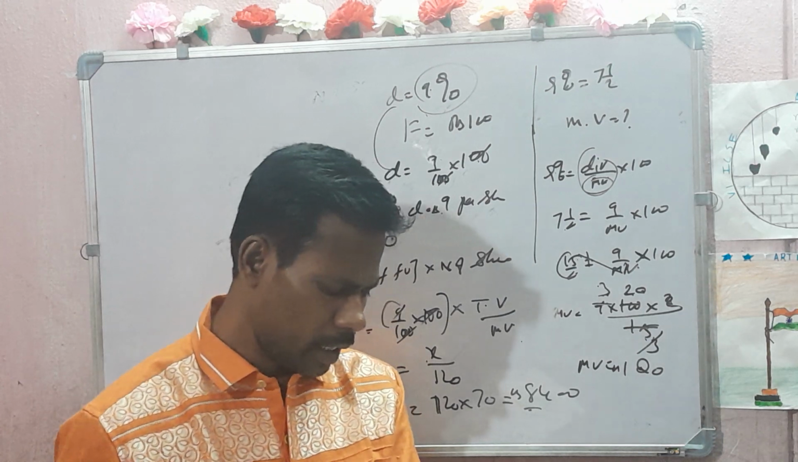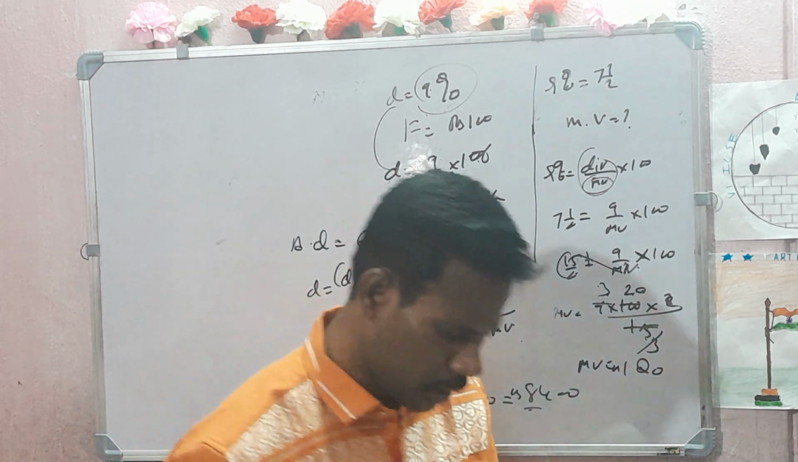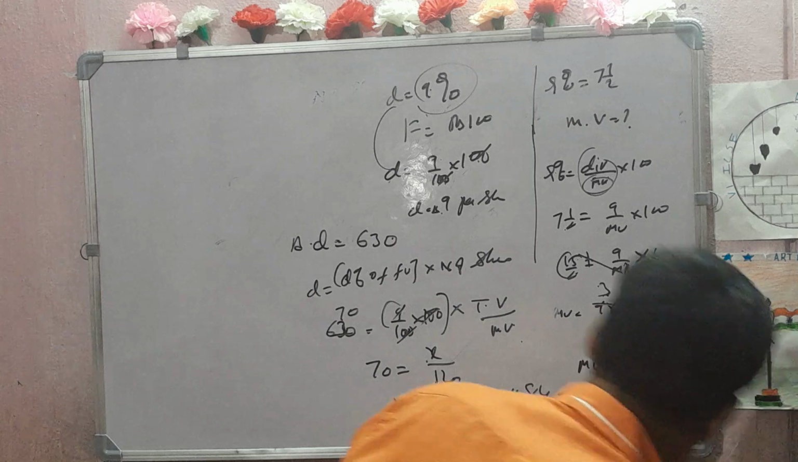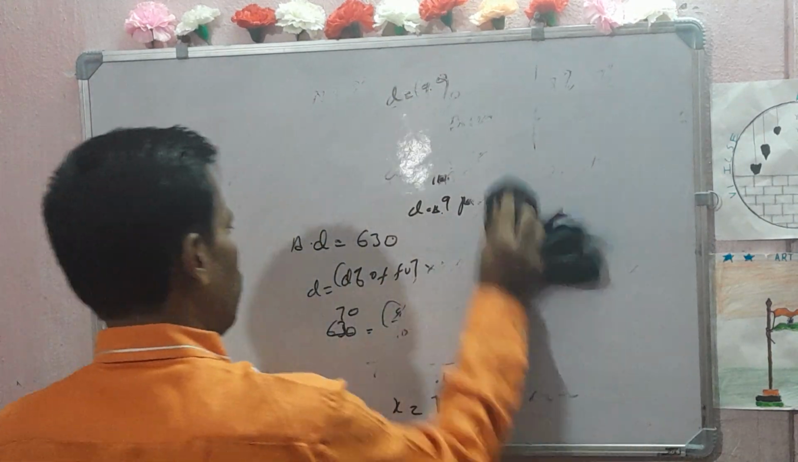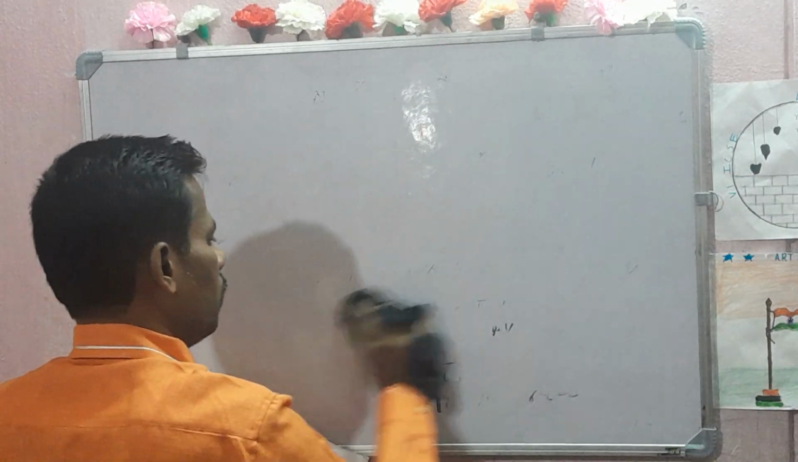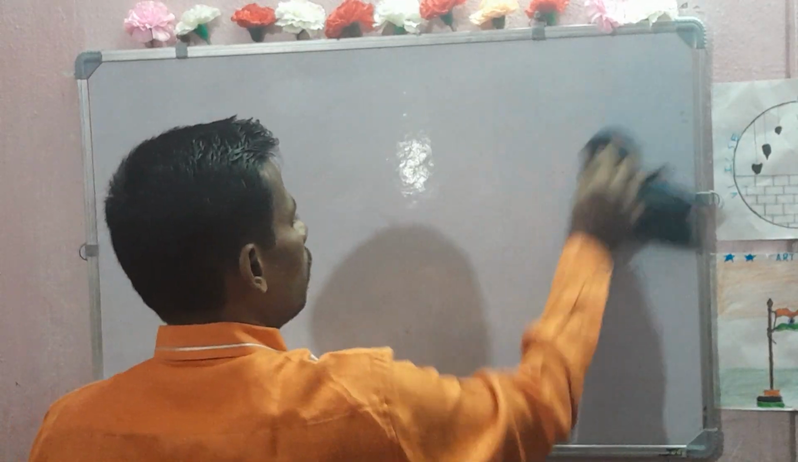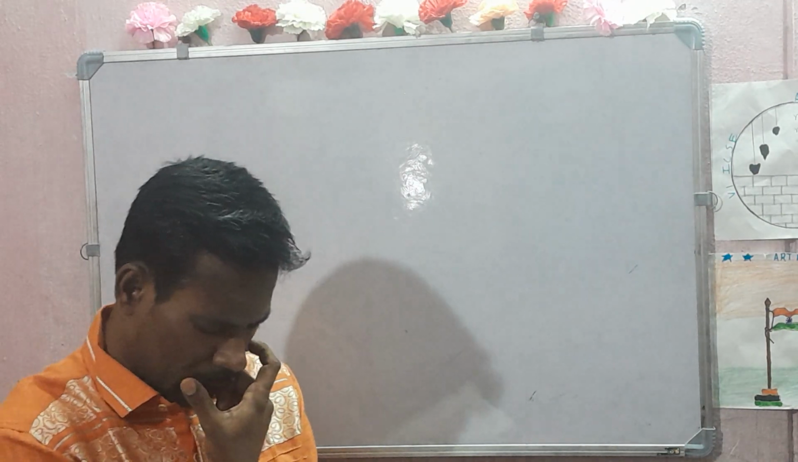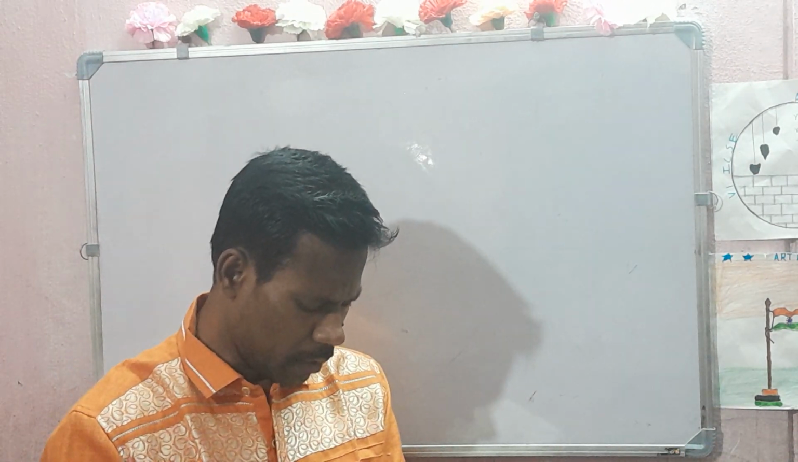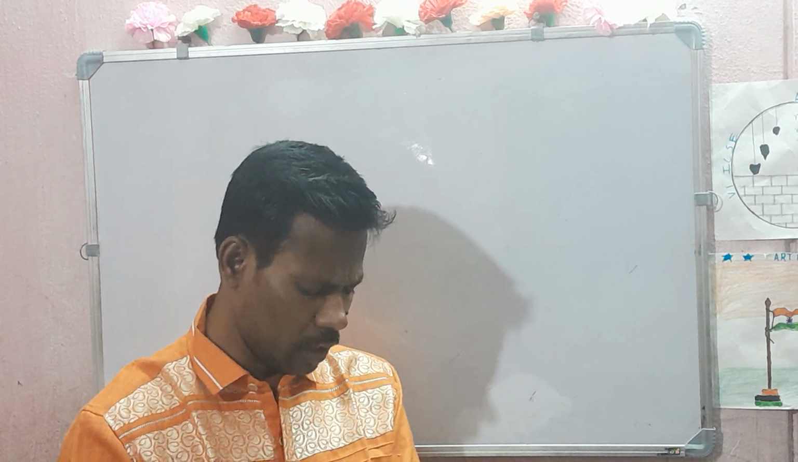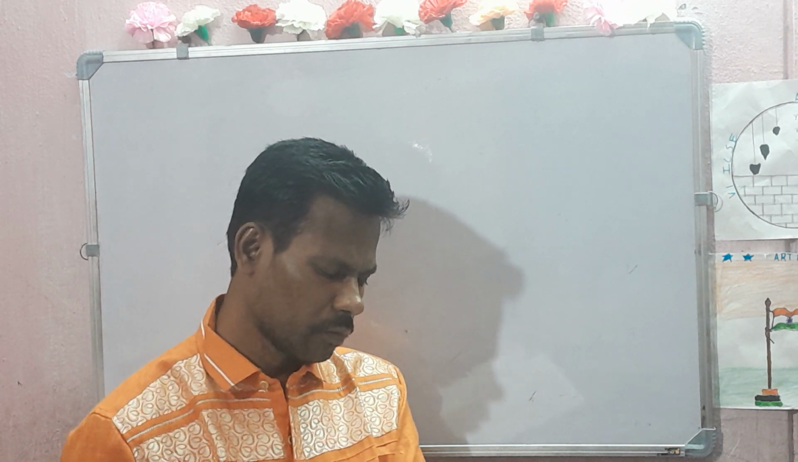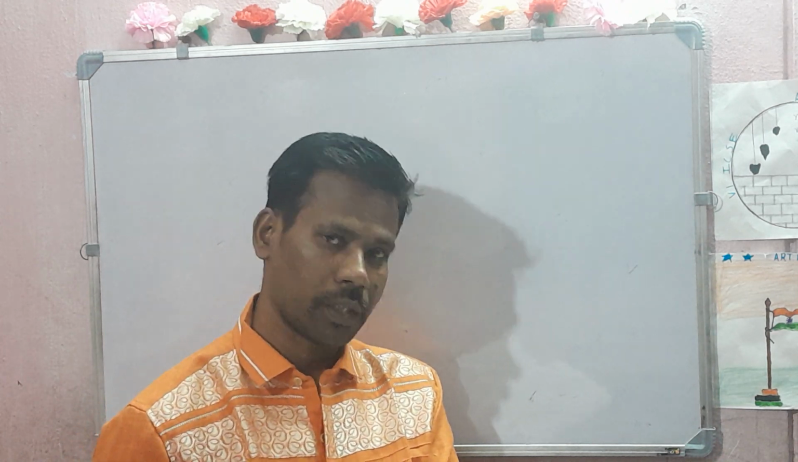A person invested 8,800 and bought shares of face value. This is another type. A person invested 8,800 and bought shares of face value rupees 100 at a premium of 10%. If he earned rupees 1,200 each year, find the number of shares and the dividend percentage per share.